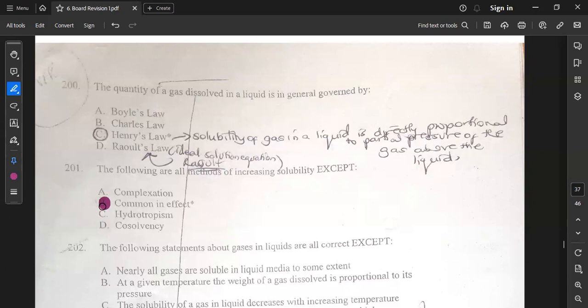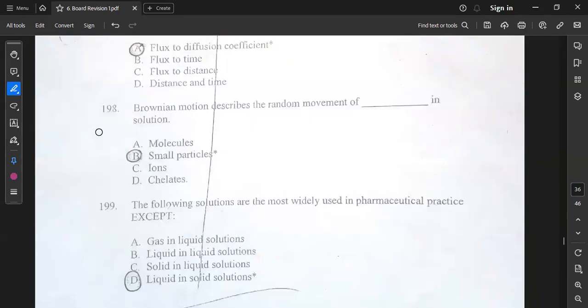Okay, next question. The quantity of gas dissolved in a liquid is in general governed by Henry's law. We just discussed that right now, and we've discussed these laws before, so we're good to go. 199. The following solutions are the most widely used in pharmaceutical practice except gas in liquid solutions, yes. Liquid in liquid, yes. Solid in liquid, yes. And liquid in solid, I doubt it. Anybody else with a different answer? D. Okay.